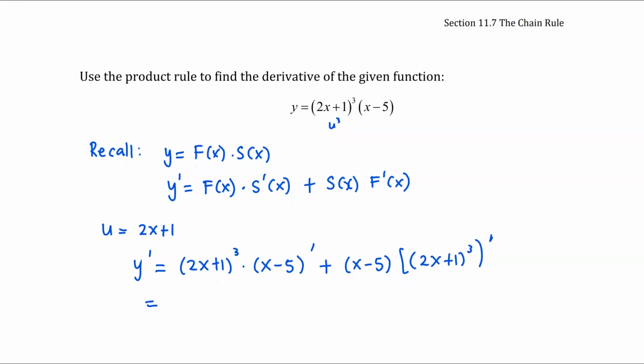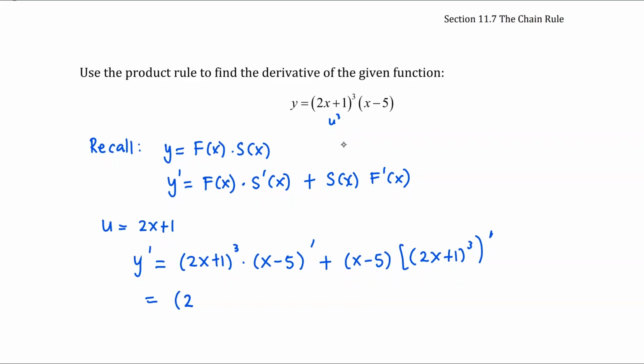Now, applying derivatives, we have (2x plus 1) cubed times the derivative of x is 1 and the derivative of negative 5 is 0. So this is times 1 plus, you copy x minus 5 and then you differentiate (2x plus 1) cubed. Now, since we let u be equal to 2x plus 1, then this expression here is just equal to u cubed. So that means we're just going to differentiate u cubed with respect to x.